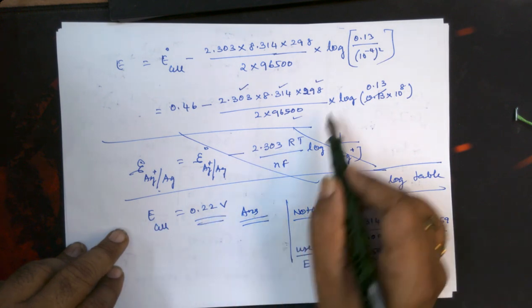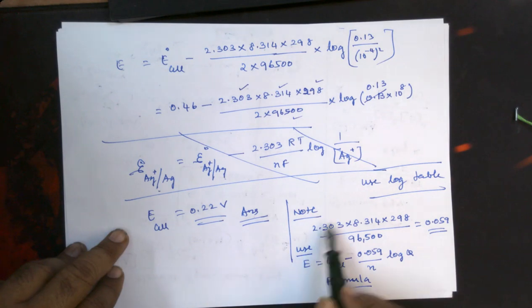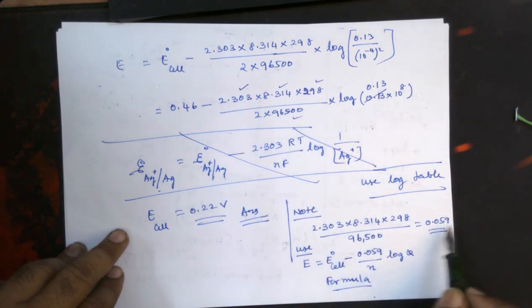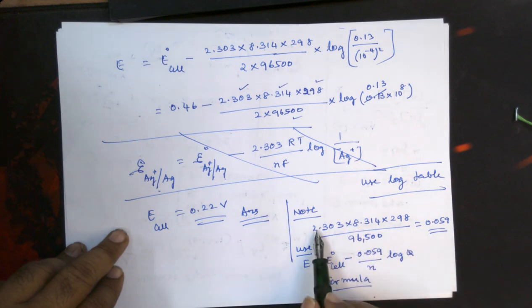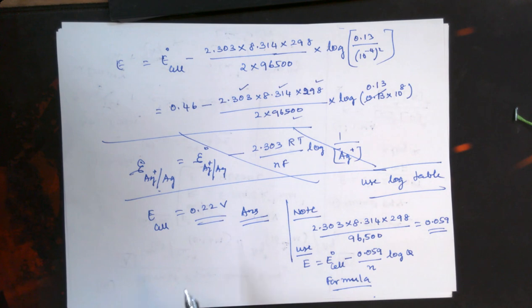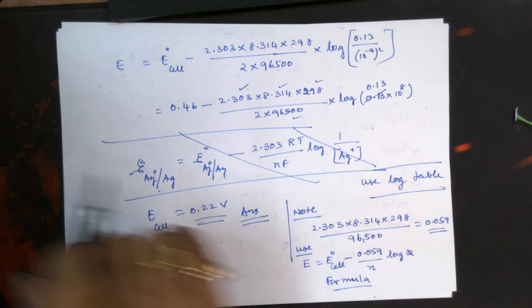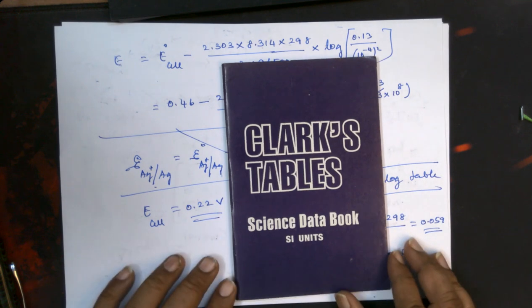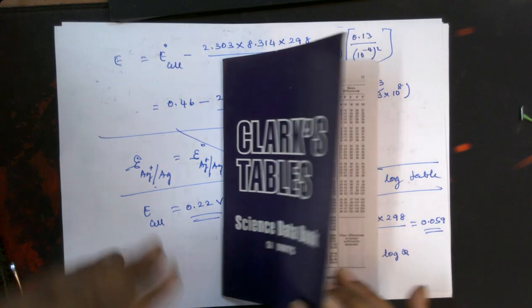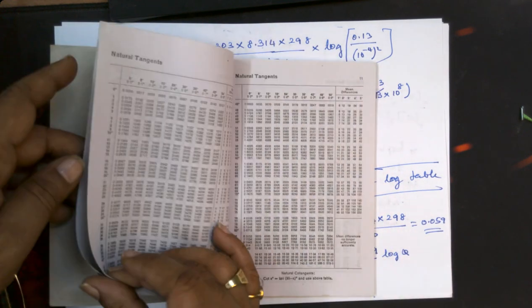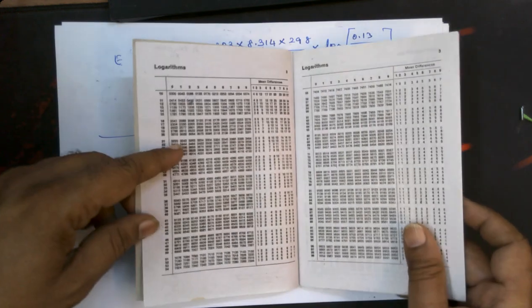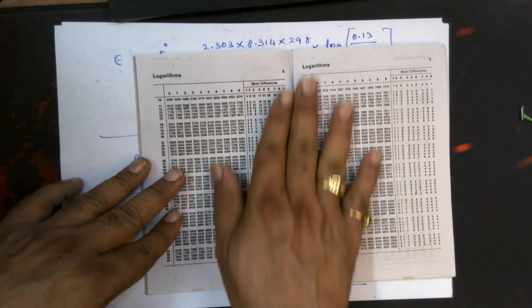Now, how to calculate this? So first we will attempt to calculate this 0.059 from this value. So you have to take the logarithm and we will work out the logarithmic practice also. Okay. Now listen. In the logarithm, so this is called Clark's table, scientific data book or science data book. Here you have got the logarithm and anti-logarithm table. Okay.